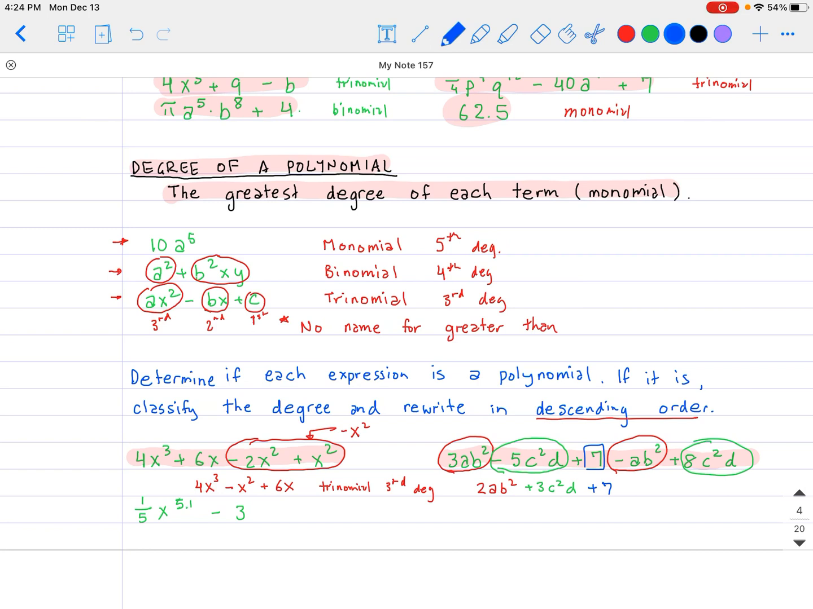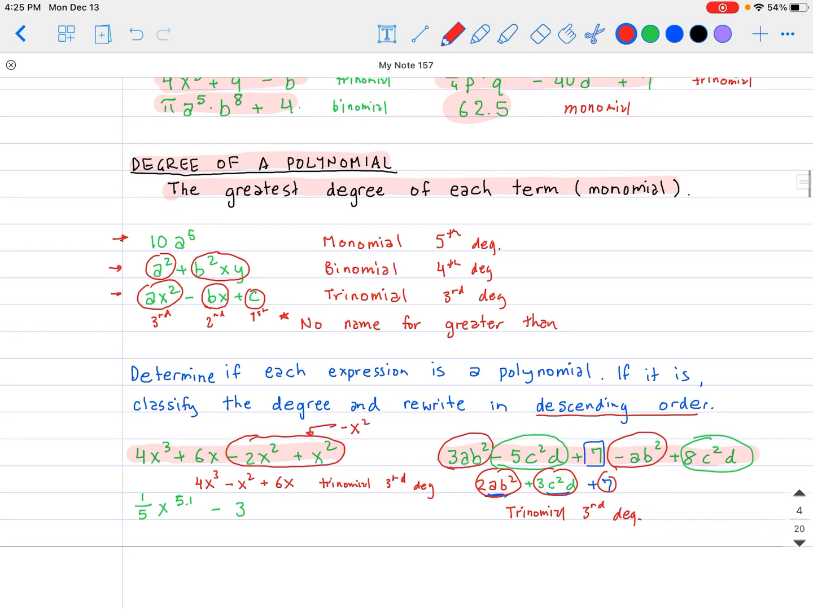Now what I want to do is put them in order. So I want to make sure that it's in descending order. The first part I have 3 degrees, and then the second part I have 3 degrees. So it looks like we're okay if we just leave it as is. We don't have to rearrange it in any particular way. Finally, I think that's pretty much it. So we're going to go ahead and categorize it. Yes, this is a polynomial. And just like before, this is a trinomial because we have 3 terms adding up together. And then in terms of degree, that's also going to be 3rd degree.